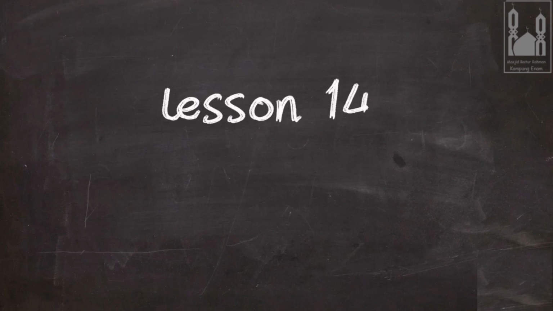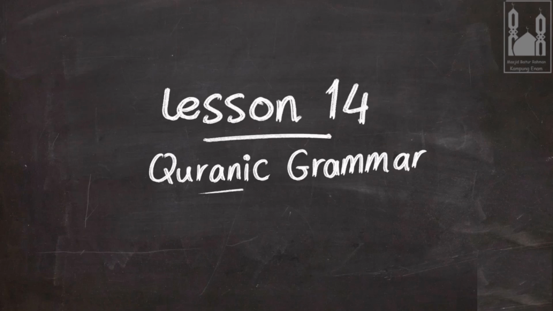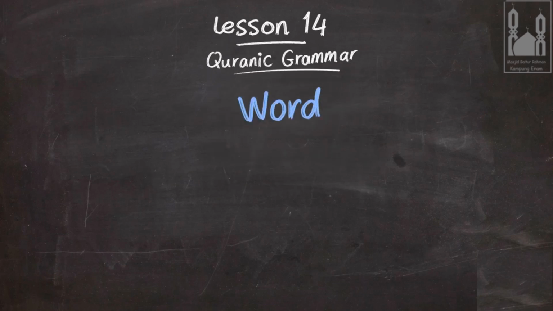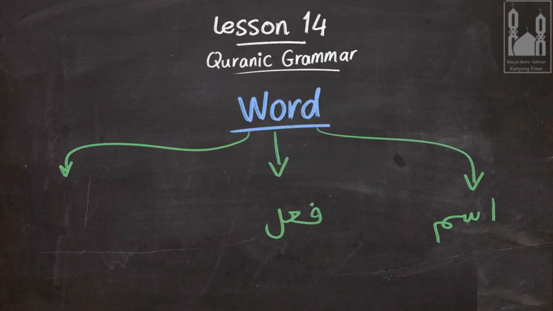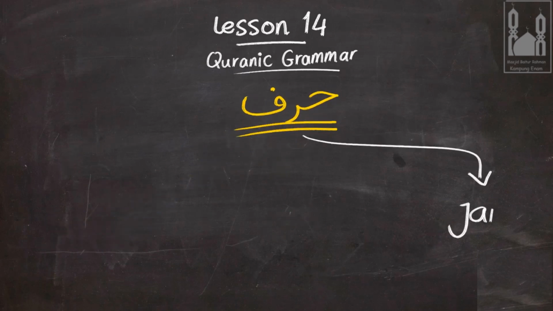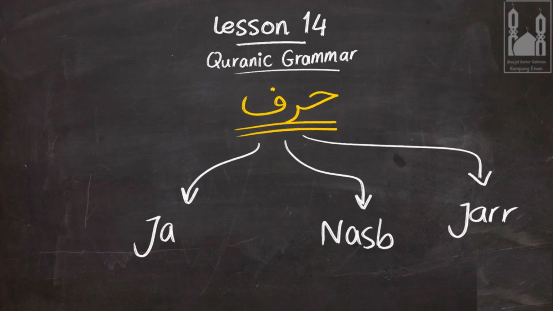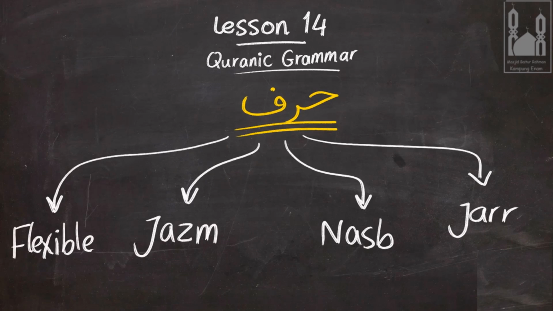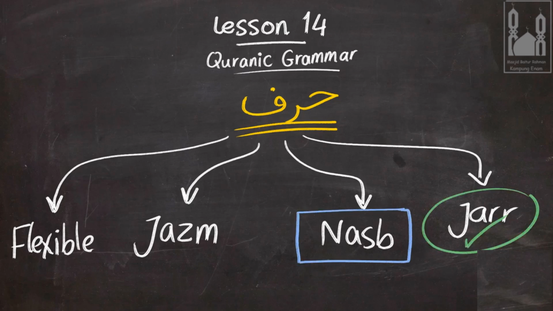Welcome to Lesson 14 of the How to Understand Quranic Grammar series. In this lesson, we continue our journey to learn the harf, which is the Arabic particle. Last lesson, we completed discussing the first of four particle types, which was the particles of jar. And today we discuss the second type, which is the particles of nasb.